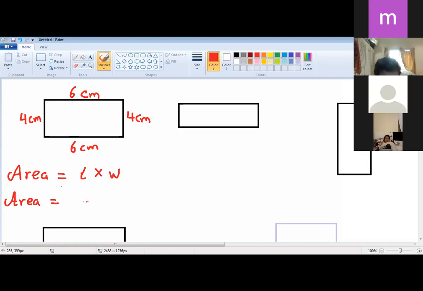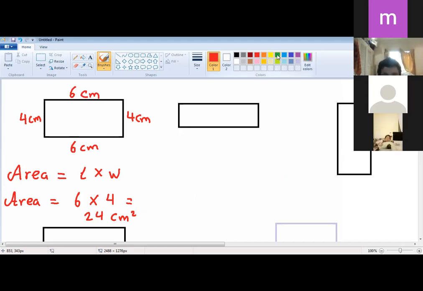Again, what is the length of this rectangle? The longest side. What is the longest side? 6 or 4? 6. This one is 6. So the length is 6 times the width. What is the width? 4. 6 times 4 equals 24. So we have here 24 squared centimeters. This is the area. Okay. You understand that?